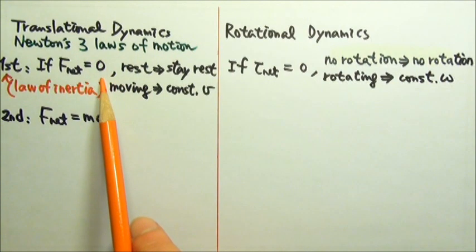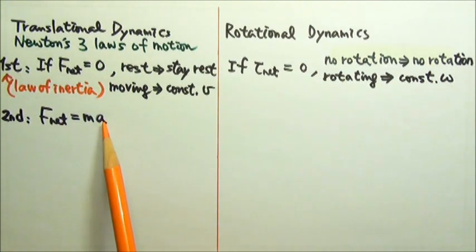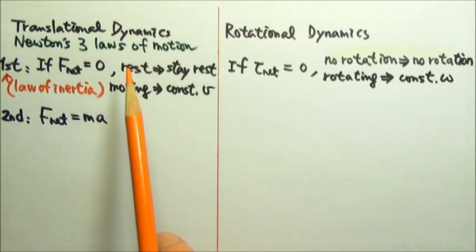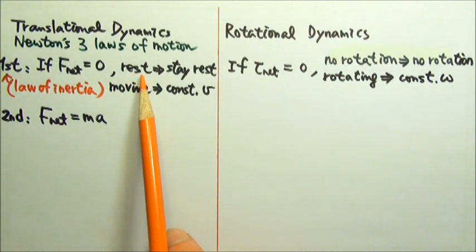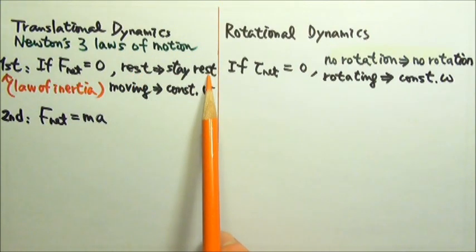Because if the net force acting on the object is 0, that means the acceleration is 0. That means an object goes through constant velocity motion. At rest, it just means that the constant velocity is 0.